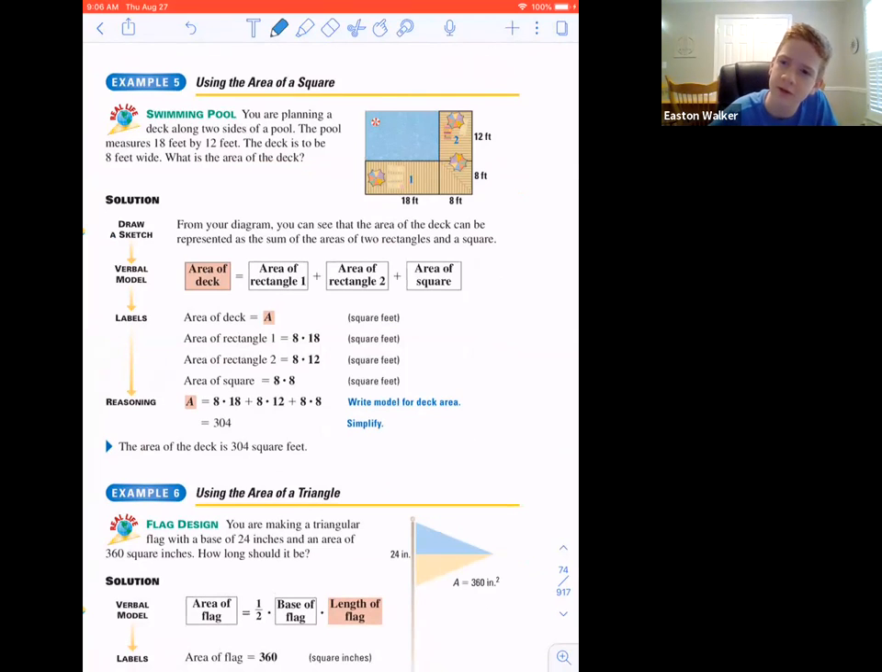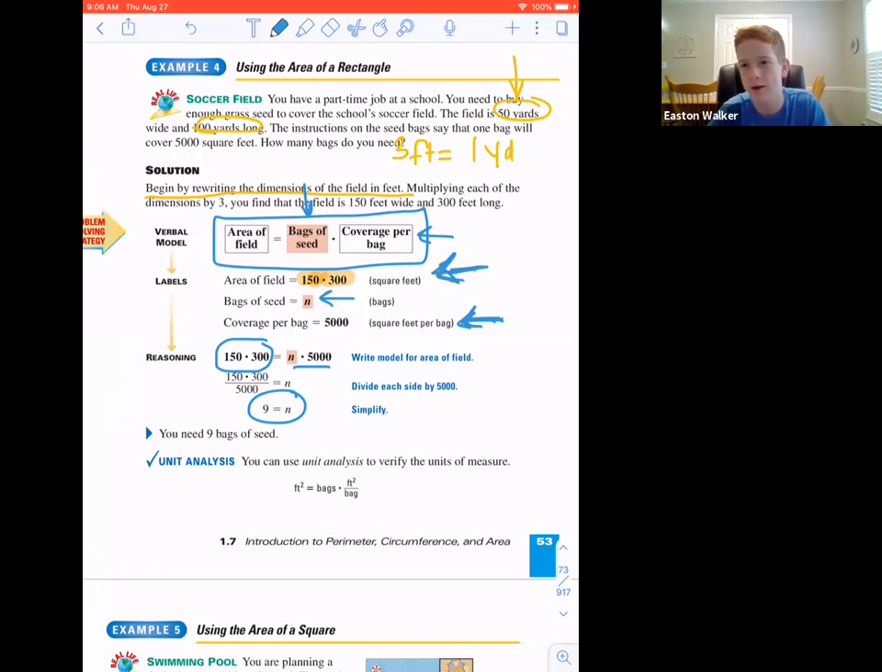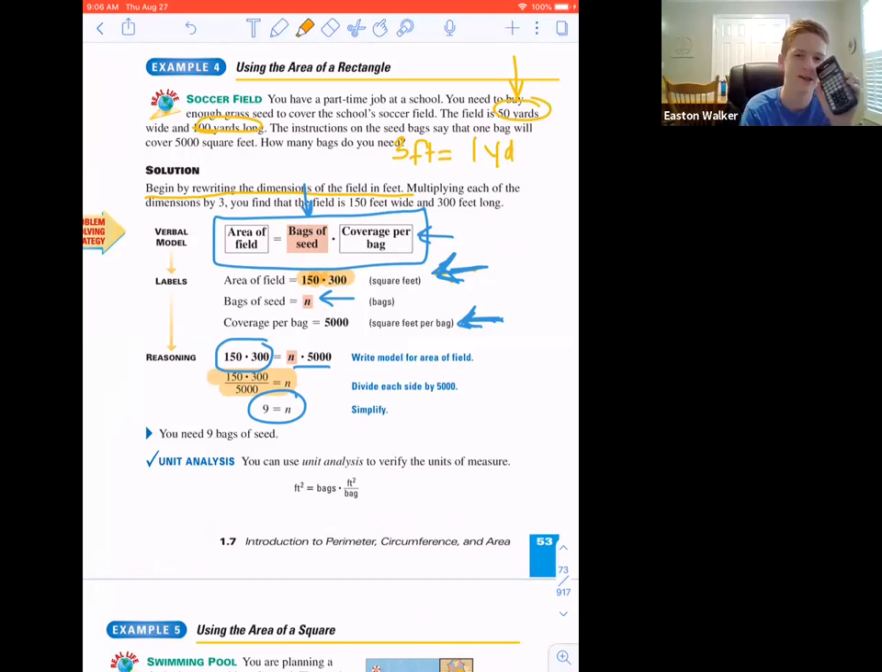Jennifer, yes. How'd you get 9 bags? Okay, calculator, 150 times 300. 150 times 300 is equal to 45,000. Then divide by 5,000 equals 9. Oh, I get it now. Yeah, so you would have to multiply. So this part right here is your problem that you're solving. 150 times 300, then divide by 5,000, and that equals 9. I get it now. All right. Okay.